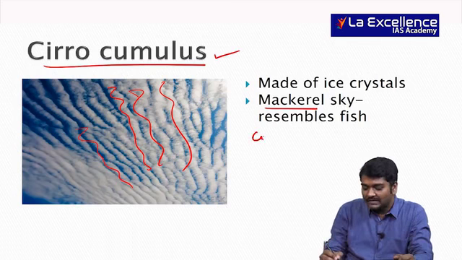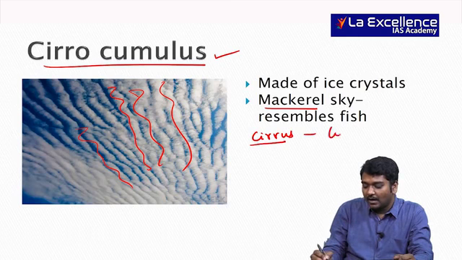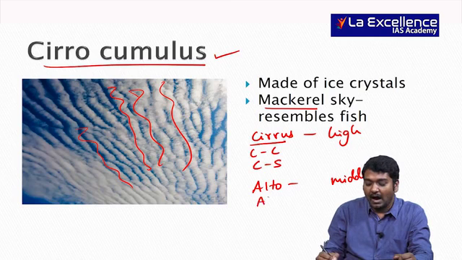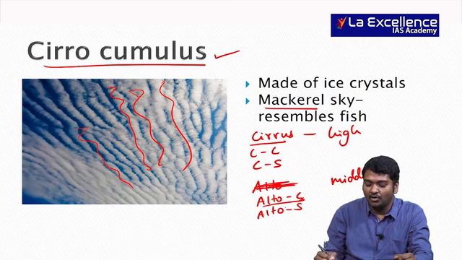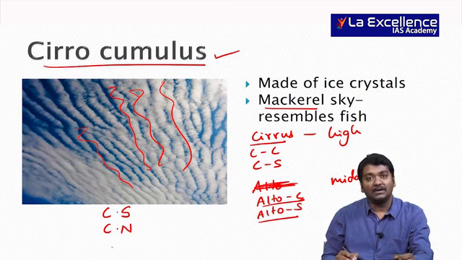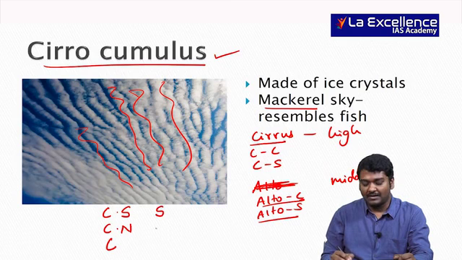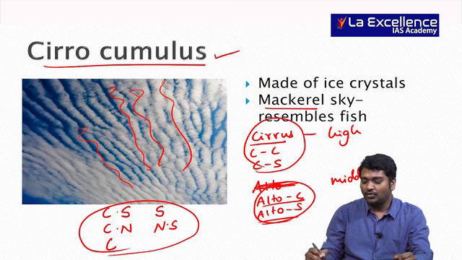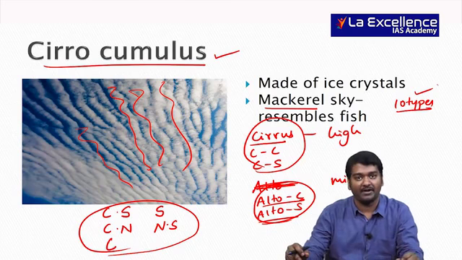See guys, cirrus, high cloud; alto, middle: cirrus, cirrocumulus, cirrostratus, altocumulus, altostratus. There is nothing called just alto. Stratocumulus, cumulonimbus, cumulus, stratus, nimbostratus. Can you see 5, 3 and 2? A total of 10 types of clouds are usually seen. Very, very important, and please try to remember it.